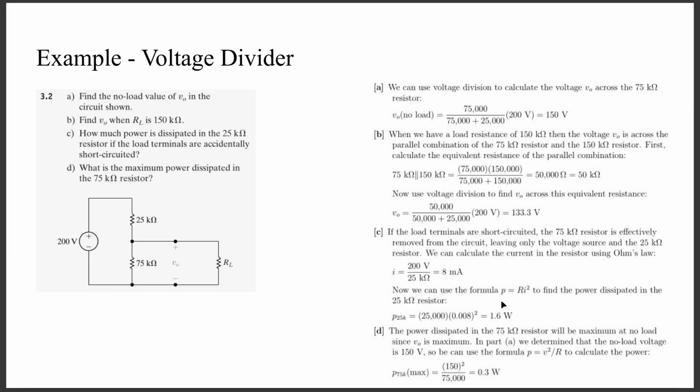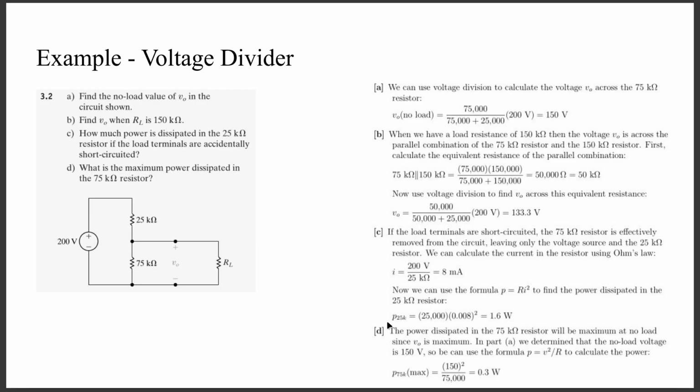Now we can use the formula P is equal to I squared R to find the power dissipated in the 25 kilo ohm resistor. So 25,000 times 0.008 squared is equal to 1.6 watts.